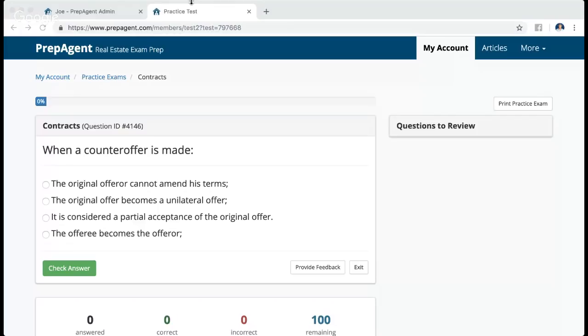But the 4 essentials of a valid contract are agreement. It's got to be legal. You have to have consideration, right? And you have to have capable parties. All common sense stuff, okay? Everybody with me? Everybody excited? Yes? All right, good.